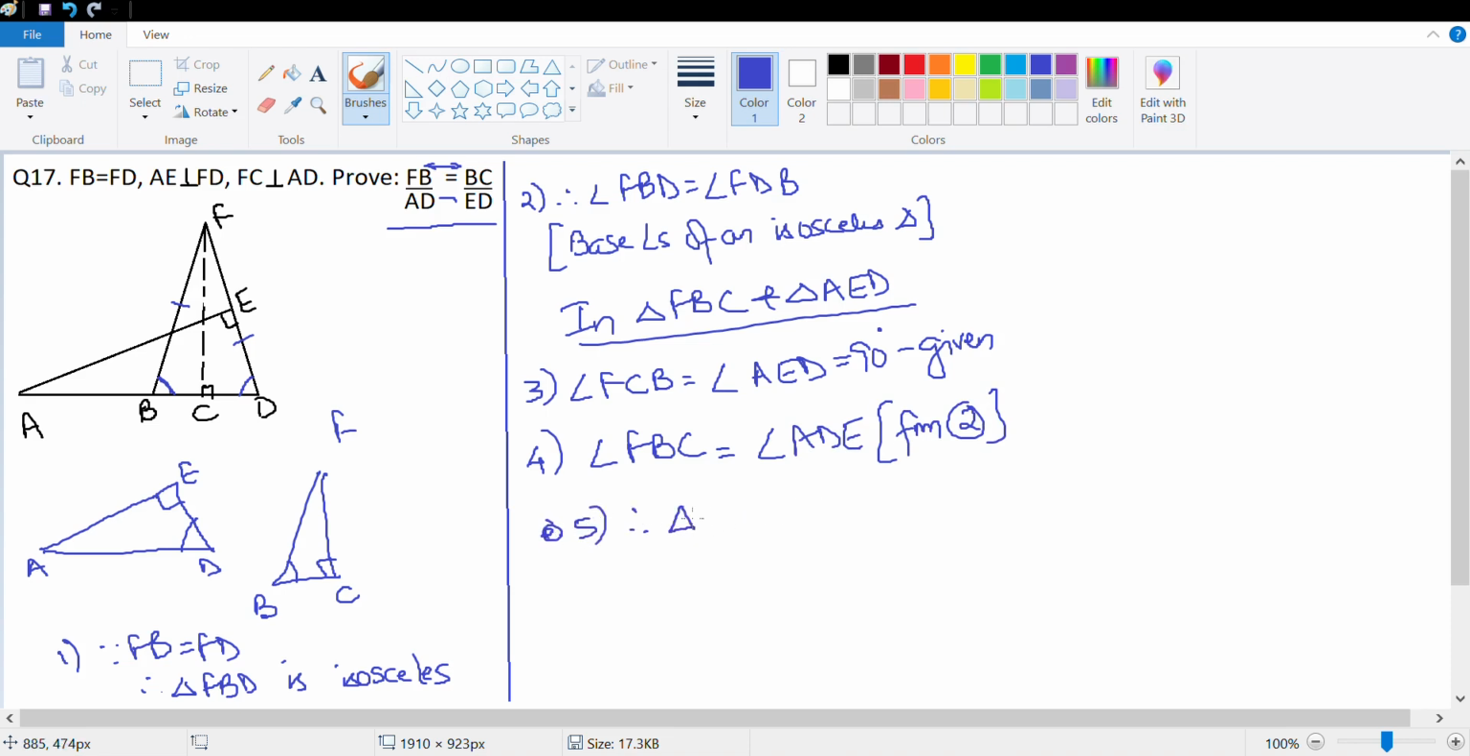Therefore, triangle FBC is similar to triangle ADE. B is equal to D, so the second is D, and C, which is 90 degrees, is equal to E. That leaves only A. So FBC is similar to ADE, which gives me FB upon AD is equal to FC upon AE is equal to BC upon DE.